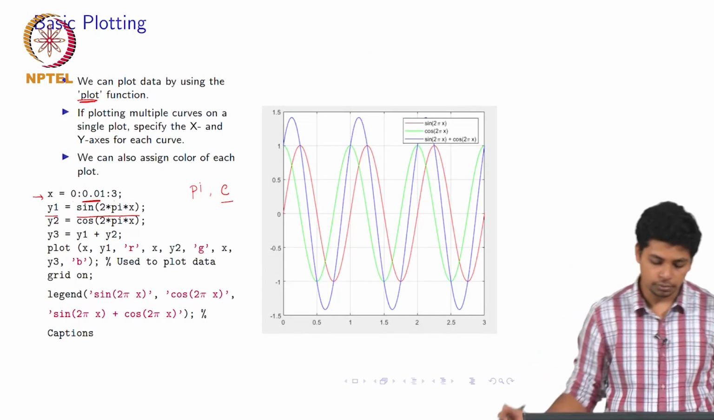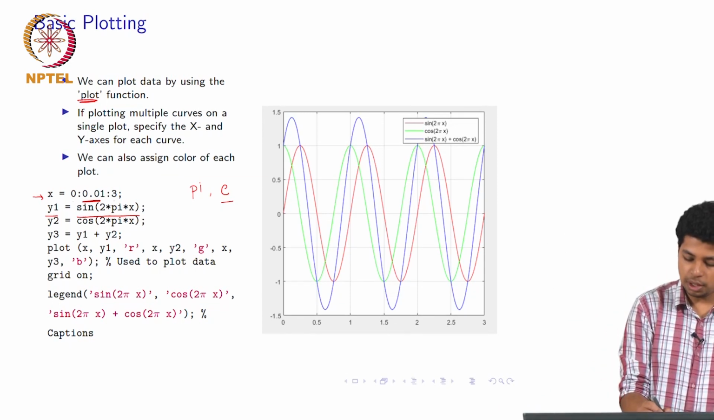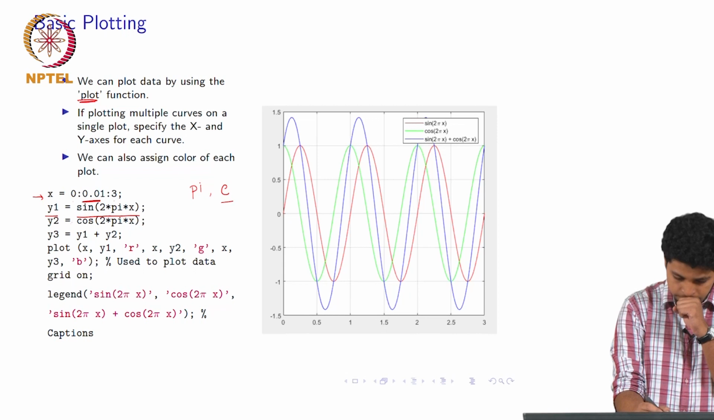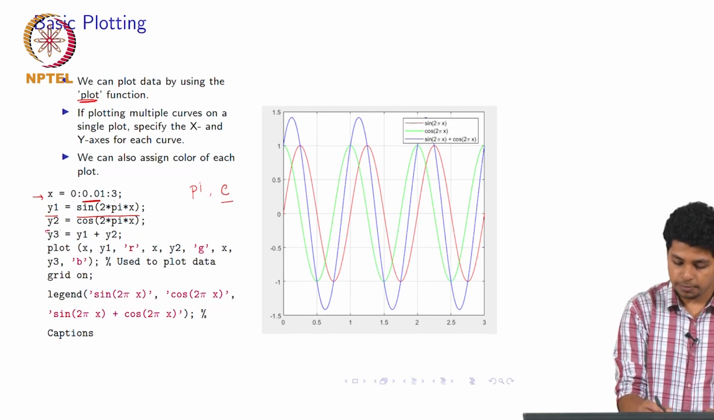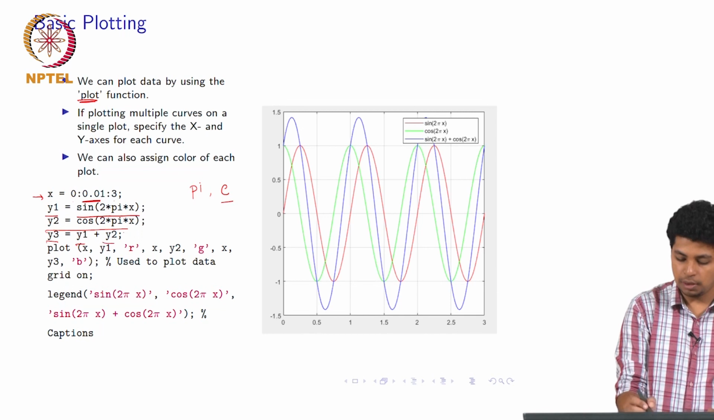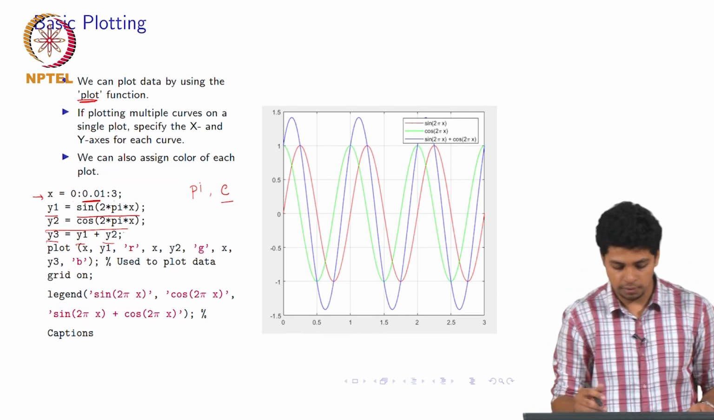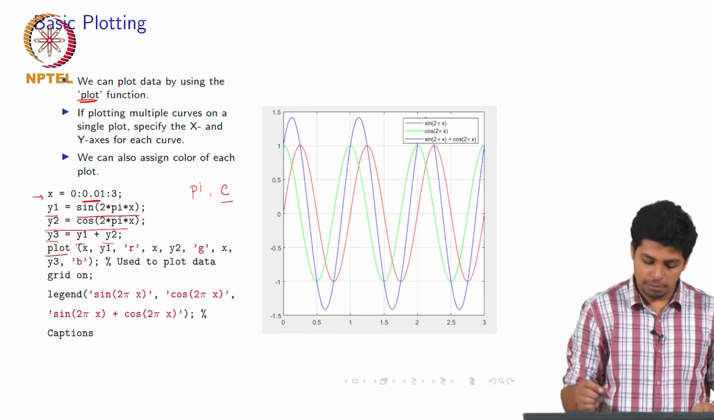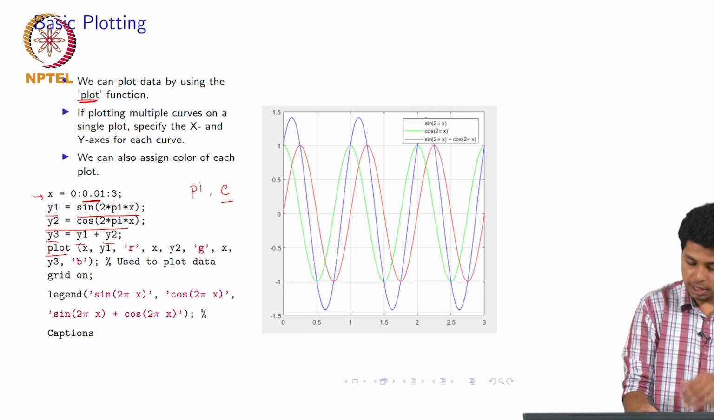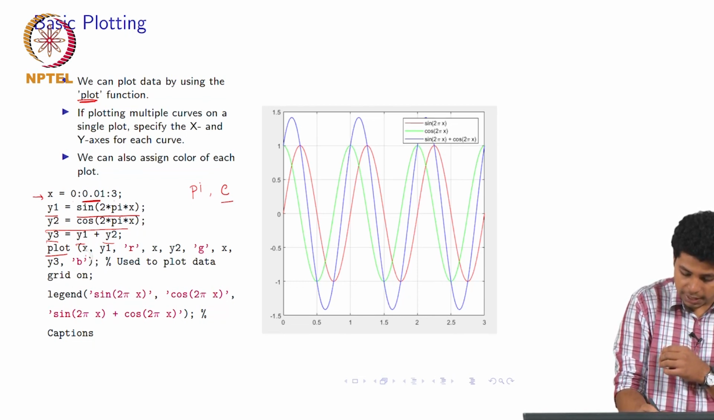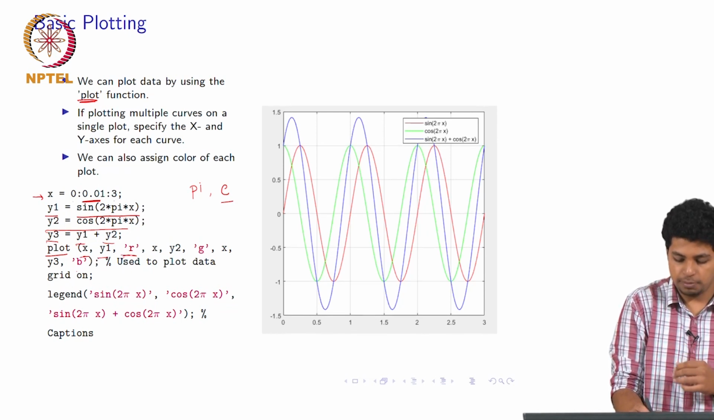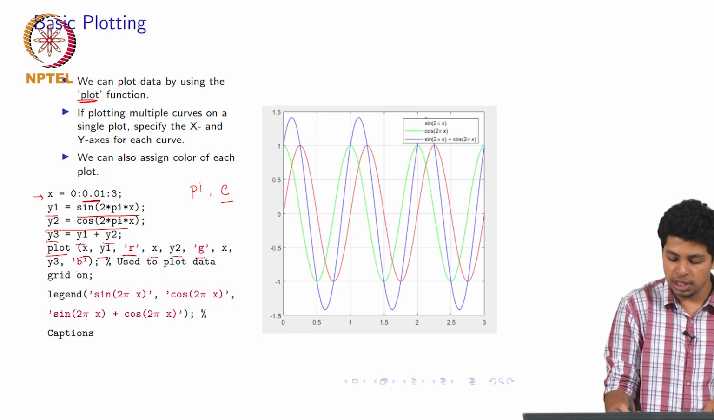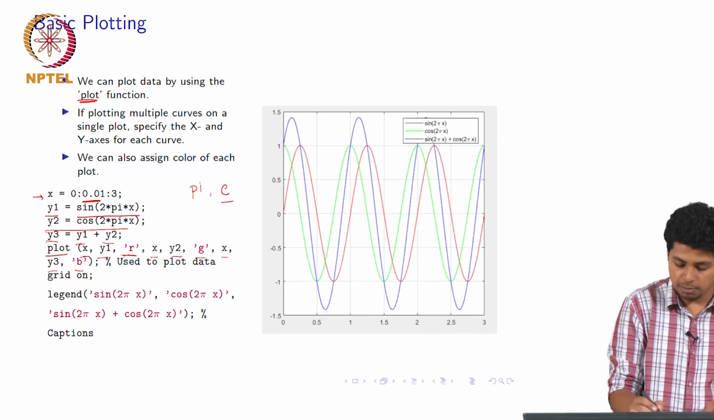So for this example, y1 will store sine of 2 pi x, y2 will store cos of 2 pi x, and y3 will be storing the sum of both of those variables. Now the way we plot these waveforms in MATLAB is we use the command plot. As you see here, I put x comma y1, and then in inverted commas r. Then I have again put x comma y2, then in inverted commas g, then x comma y3 and in inverted commas b.